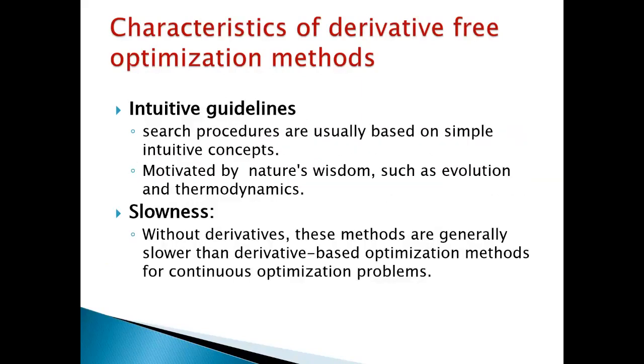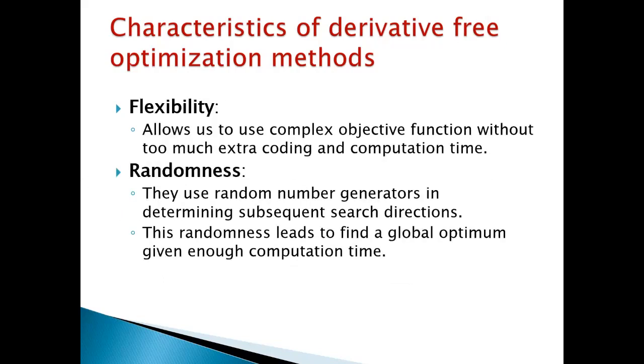Some guidelines are followed, like search procedures are usually based on simple intuitive concepts motivated by nature's wisdom. It is slow, since these methods are generally slower than derivative based because they use small steps to reach the optimal position. But it is flexible as it does not use derivations. It uses a complex objective function without too much extra coding and computation time.